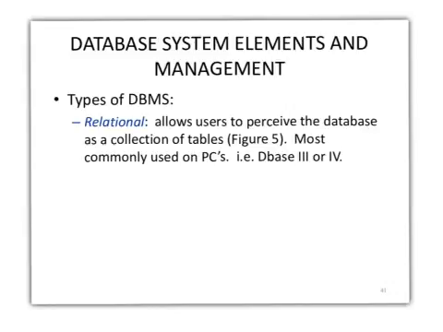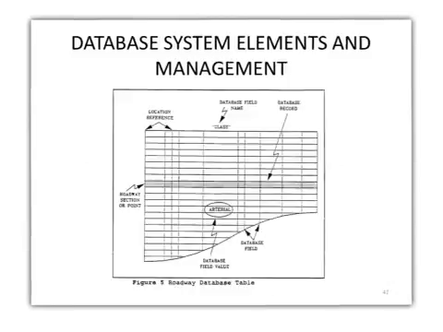The first one that we will be talking about is the relational database management system, which basically allows the users to perceive the database as a collection of tables. Every table is going to handle a different type of information. Most commonly, this type of database is used on PCs. One of the softwares that I have seen before was dBase 3 or 4 that used such a system. This is what I'm talking about.